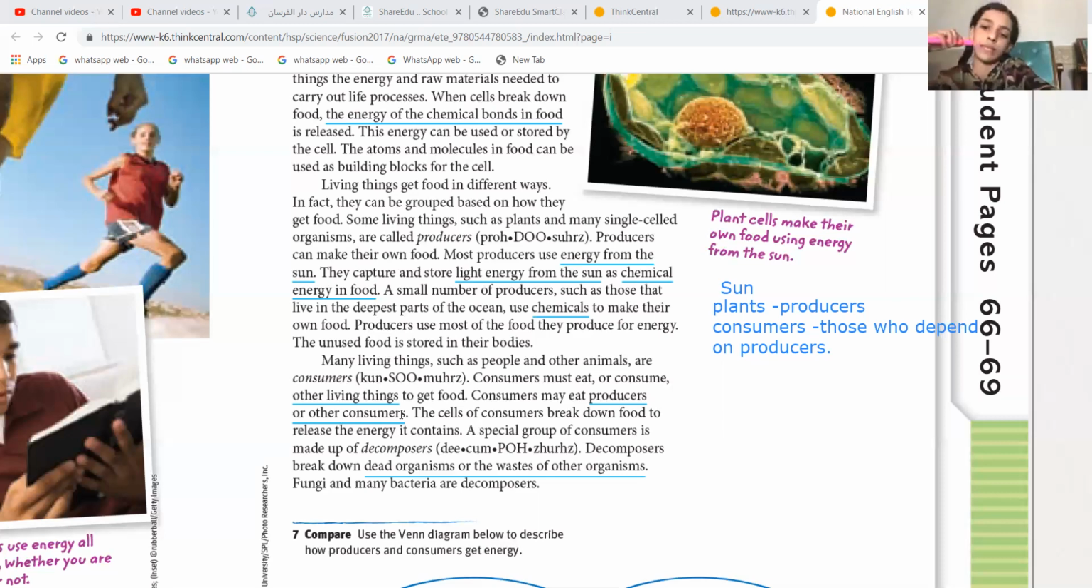Consumer. Chicken is a consumer. That's why we eat, but you cook it. Consumer. Producer is like plant. Plants are producers.